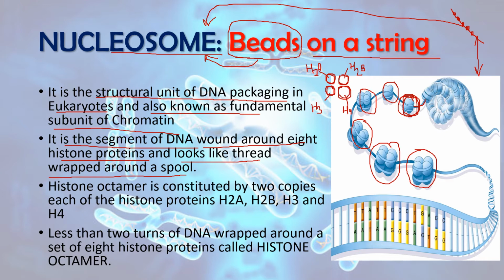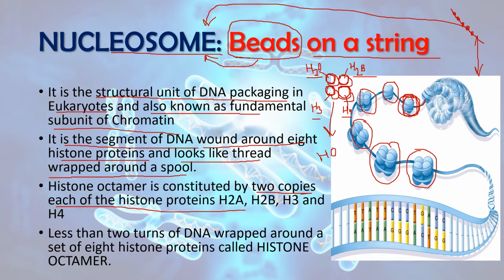Exact four histone proteins are copied and they become four. They become again four. So two copies of each of the histone proteins form this histone octamer. Two histone proteins of H2A, two of H2B, two of H3, and two of H4. They form a complex structure which is known as histone octamer. This is histone octamer.